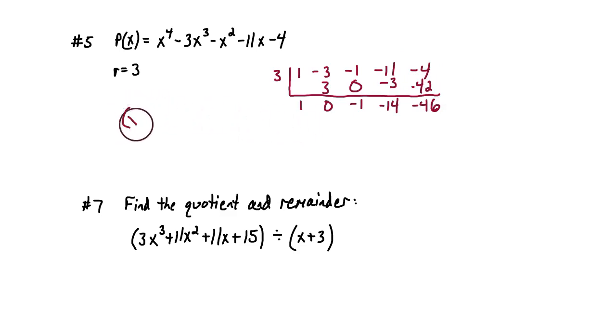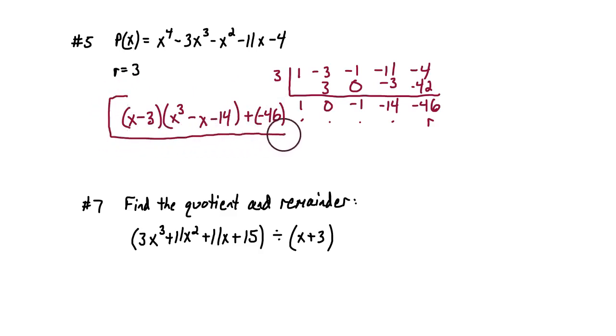The answer is x minus the r value, which is 3, times q. Well, we got to figure out q. This number's the remainder. This number's the constant. This goes with x. This goes with x squared. This goes with x cubed. So it's 1x cubed plus 0x squared. I'm not going to write that. Minus 1x minus 14. And on the end, plus the -46. If you like, you could write that as minus 46. So here is the answer.